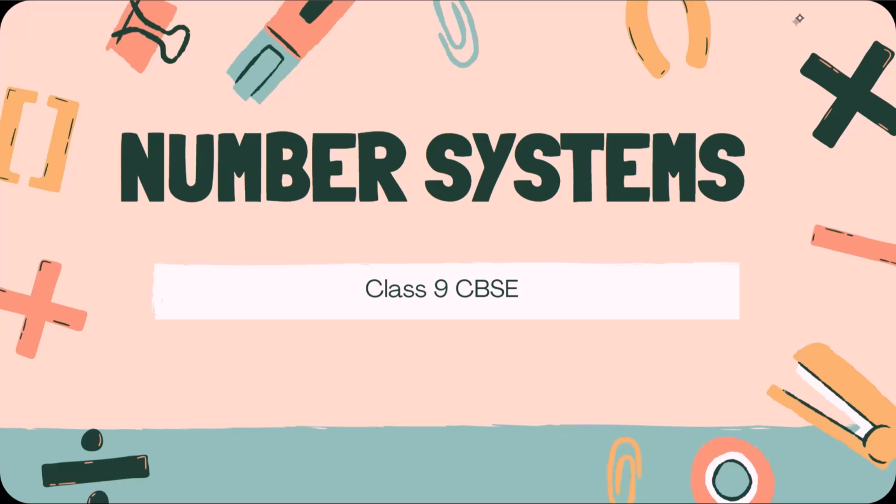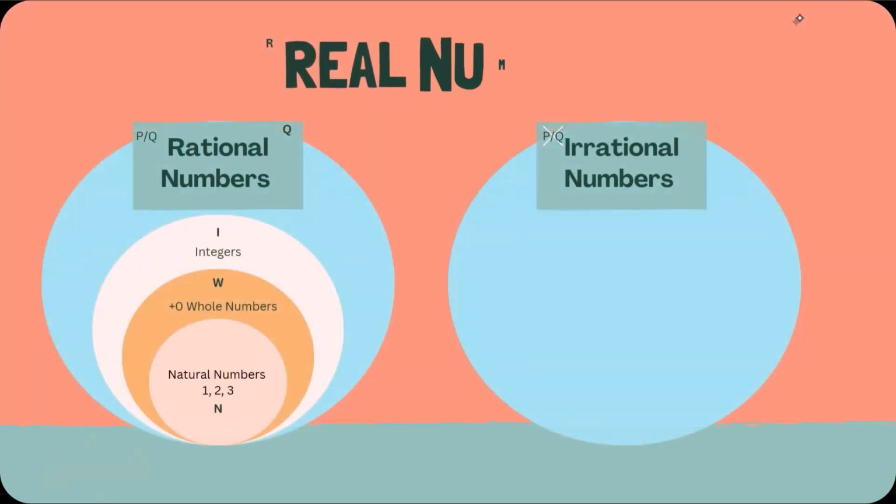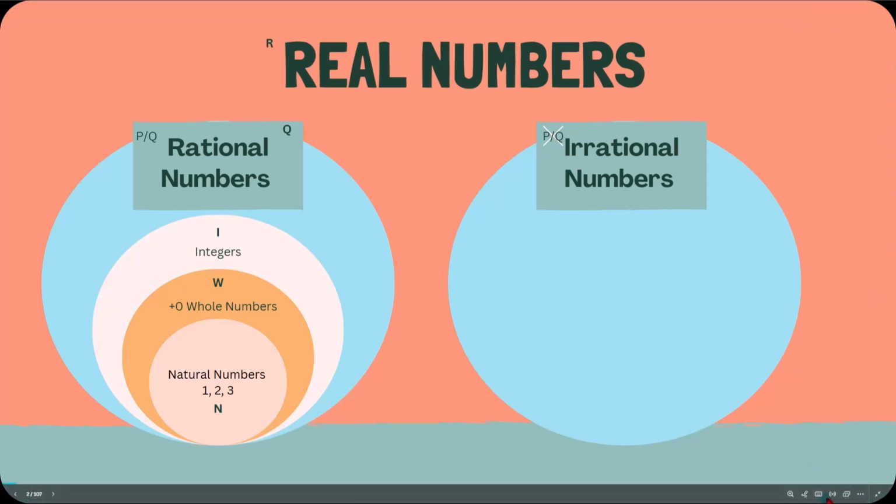We are going to learn about number systems, which is a class 9 CBSE topic, chapter 1. First we'll try to understand what real numbers are. In the number system, we have real numbers, and real numbers are of two types, rational and irrational. Before understanding rational and irrational, let's understand what real numbers are. Real numbers are those numbers that can be represented on a number line.